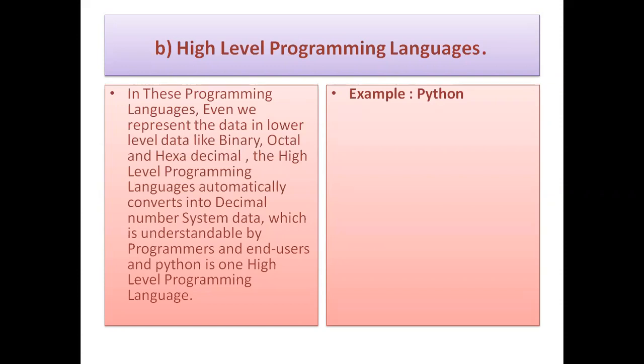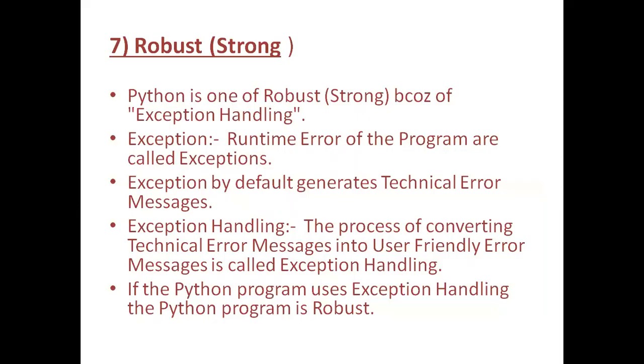Okay, what does Python do? What happens in Python? High-level programming languages automatically convert the data into the decimal number system, which is understandable by programmers. So we need not do anything; it already happens. End users and programmers will get the data in a form they can understand. Python is one of the high-level programming languages, so that is why we say it is a high-level programming language.